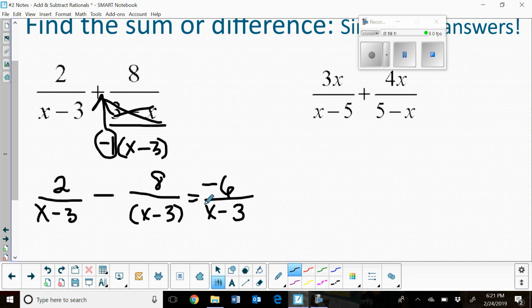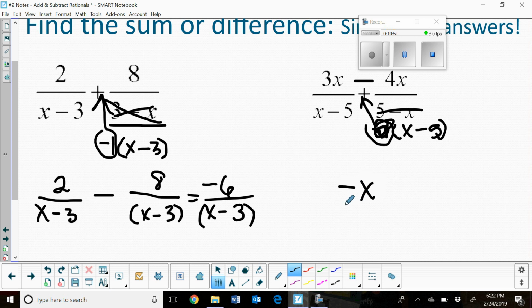Okay, here's the second one. If you want to pause the video here, you can. If not, we'll just keep going. They look the same. Both are subtraction. 5's in front. Let's factor out a negative 1. That's going to be x minus 5. Once we factored that out, now I'm going to rewrite this. This negative just makes this subtraction. Okay, so that means I've got 3x minus 4x, which we know is negative x, all over the common denominator of x minus 5.